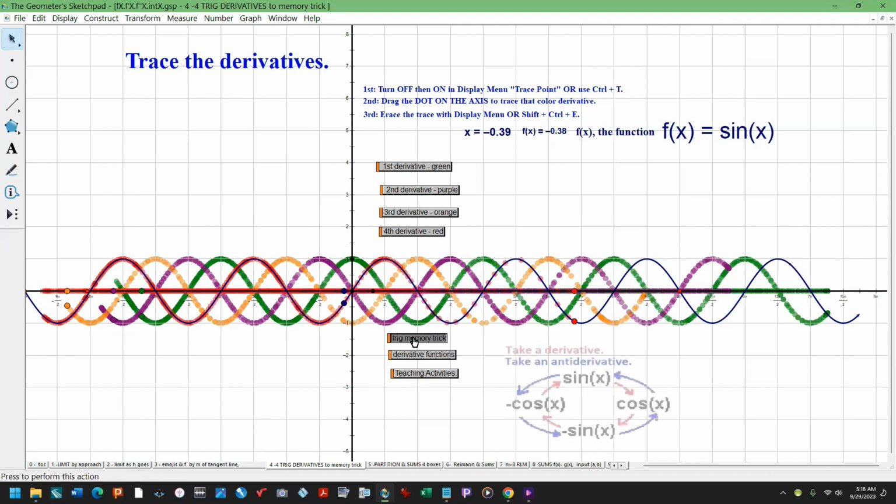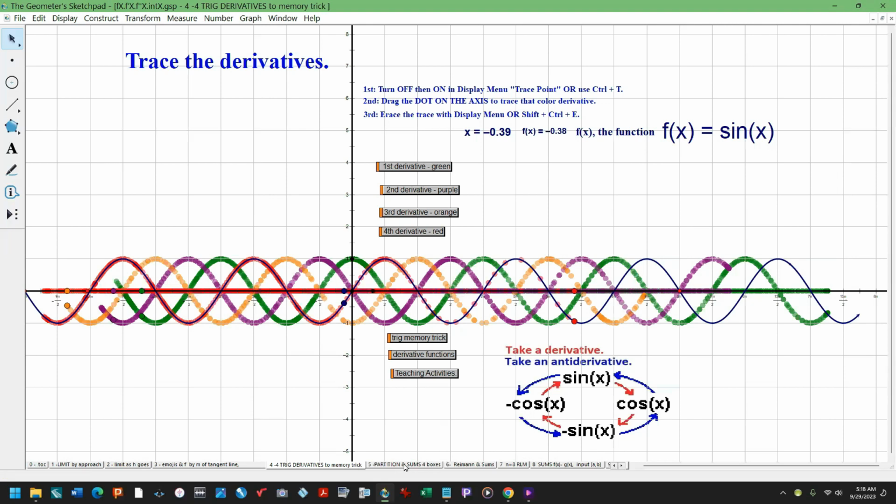And the memory trick, if you're going to take derivatives, go red, go clockwise. If you're going to take antiderivatives, go blue, go counterclockwise. You're off by a constant, but you got the right function.